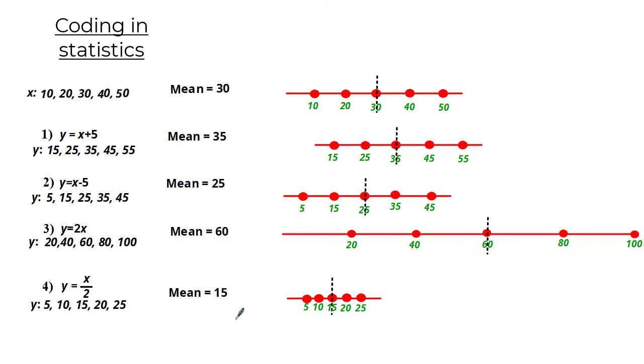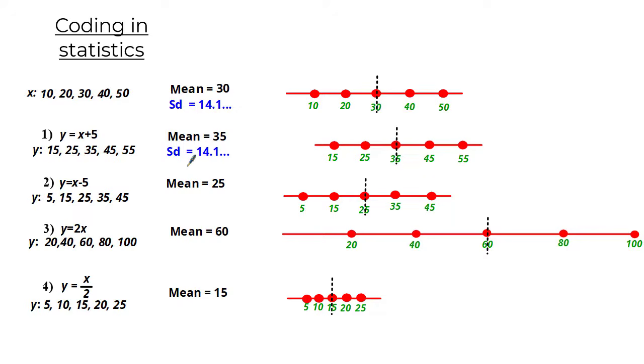Okay, so let's now compare the standard deviation of the original data to the standard deviation of the coded data sets. So, assuming you can calculate the standard deviation of a set of data using your calculator, you would find that the standard deviation of the original data is equal to 14.1 and so on. Calculating the standard deviation for this data set, which we found by adding 5 to each value in the original data set, gives us exactly the same standard deviation of 14.1 and so on.